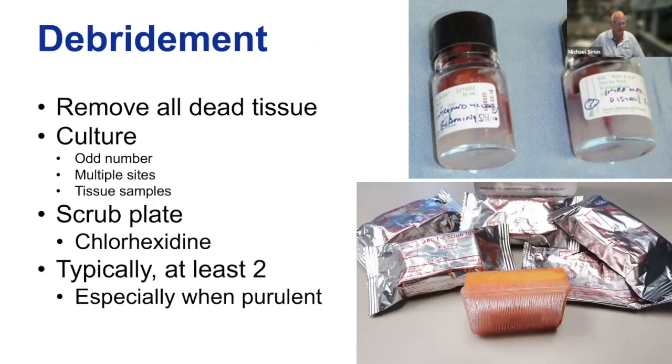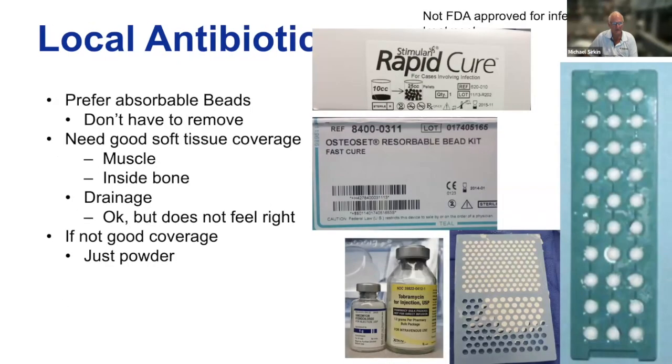When you do your debridement, you remove all of the dead tissues and take cultures, typically an odd number, so a tie can't go to someone. There can't be a tie in the number of positives and negatives, multiple sites. Use tissue samples. I like to scrub the plate with a chlorhexidine scrub brush and irrigate it. And I typically do at least 2 debridements or washouts, especially when there's purulence present.